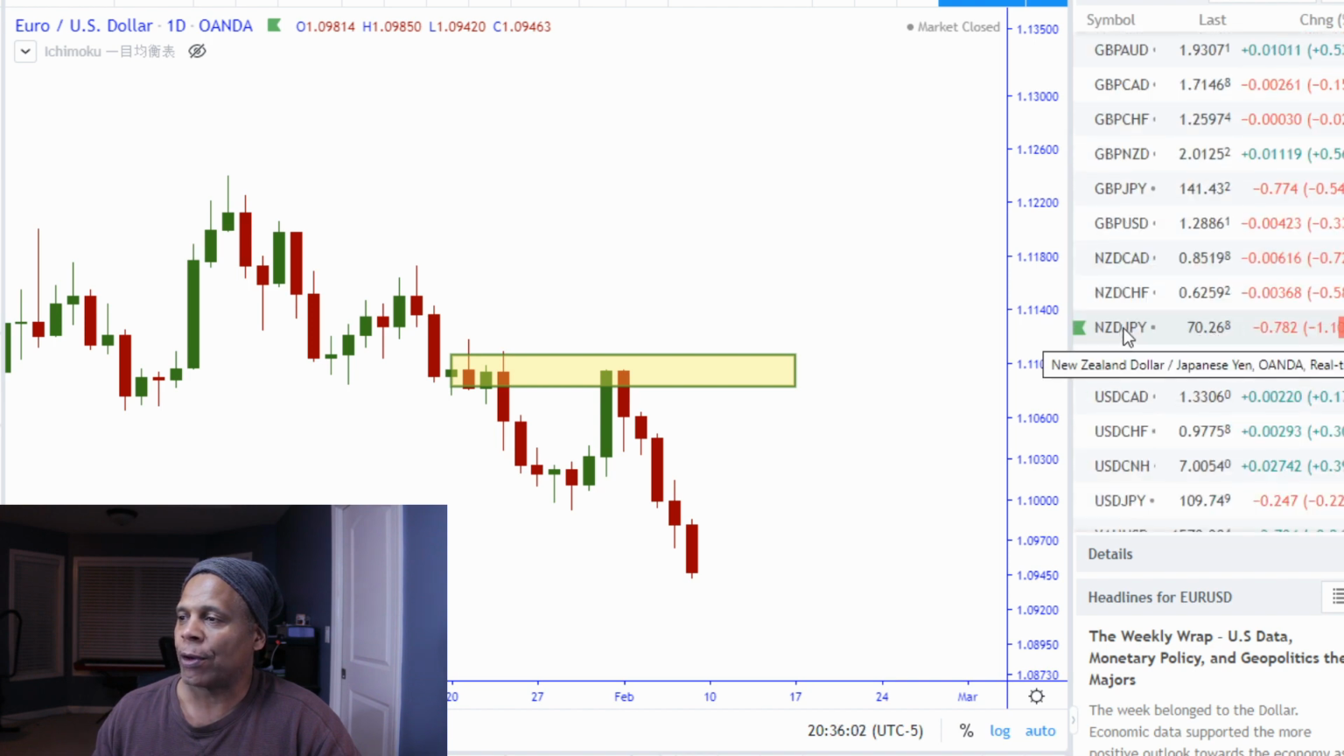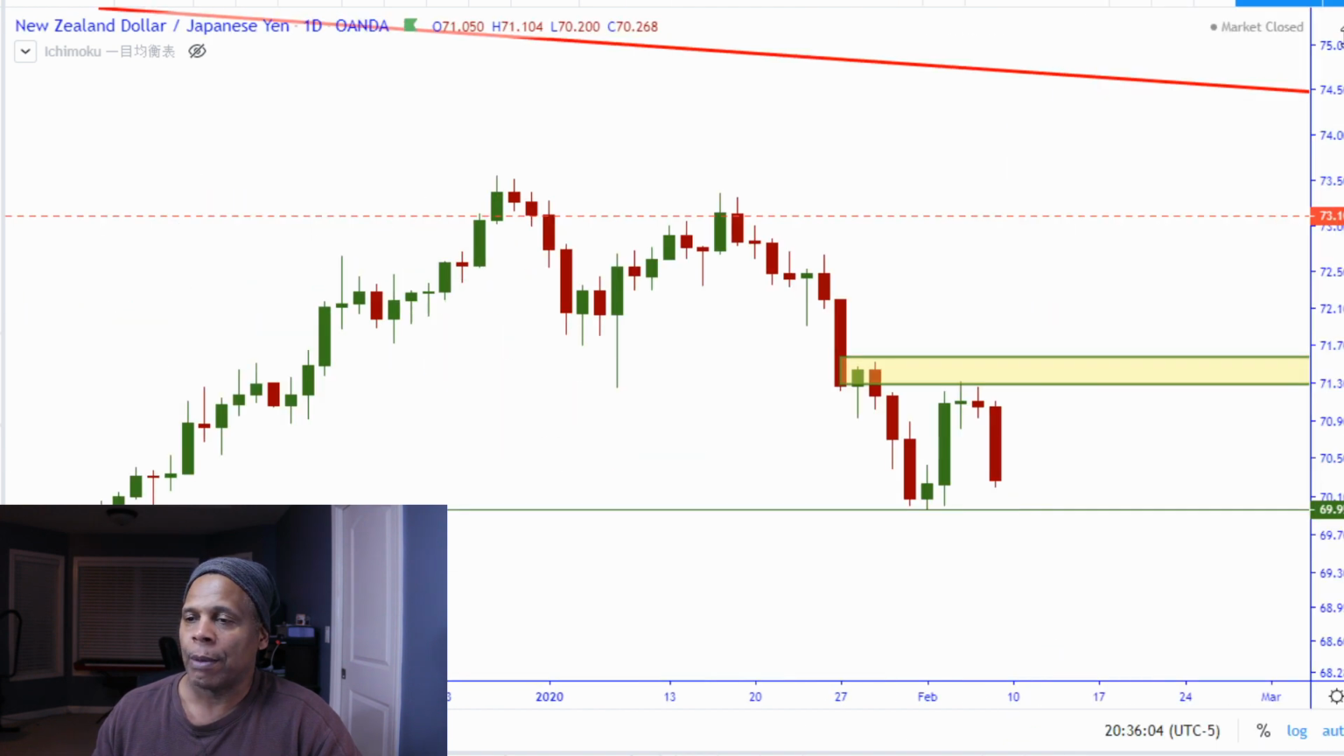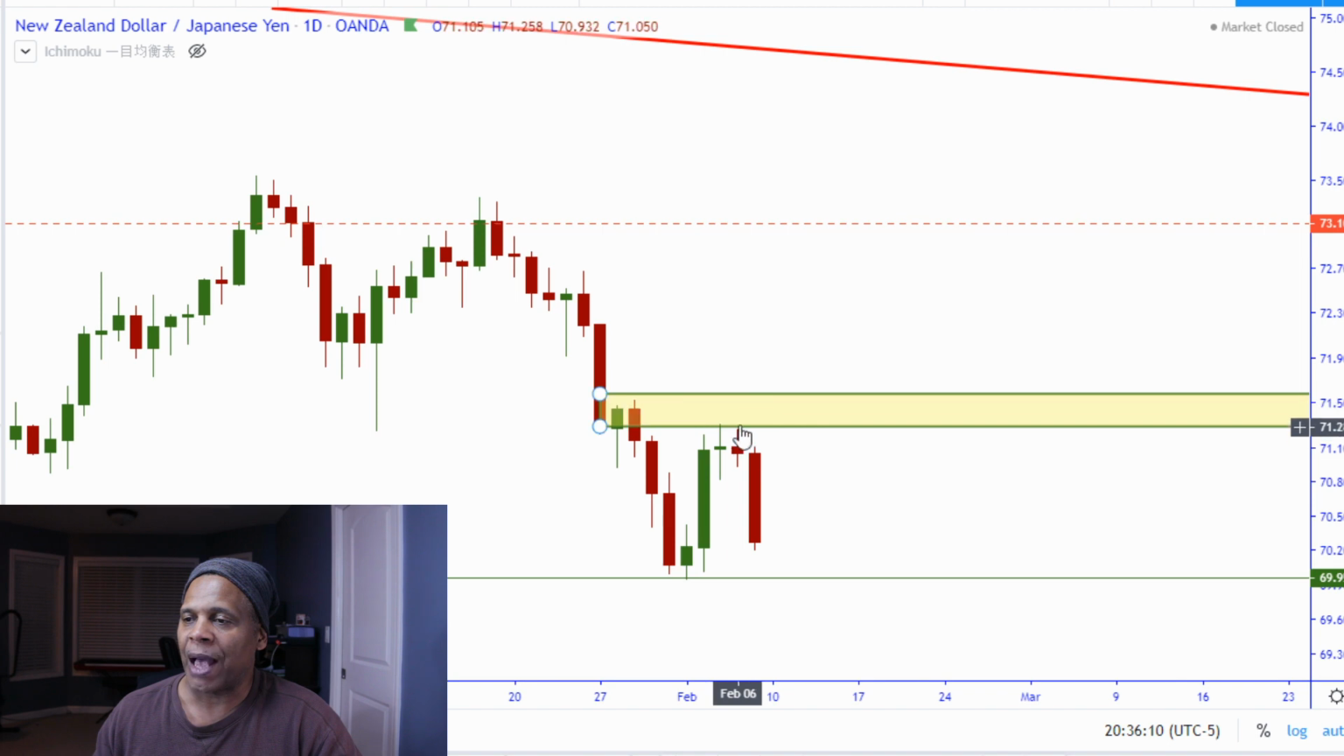This is the New Zealand dollar yen. This is the last one I'm going to look at, because basically, guys, you could see again another great level that we have here. All right. And then the market pulls back to our level, gives us some nice price action, and then we're in the trade. Now, also, I will teach you how to trade these zones.